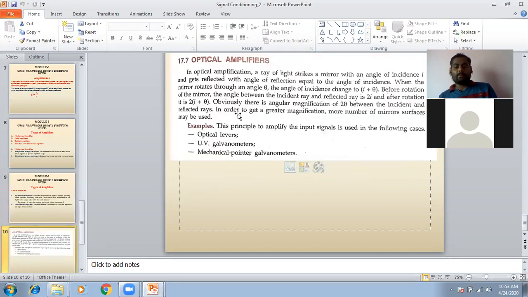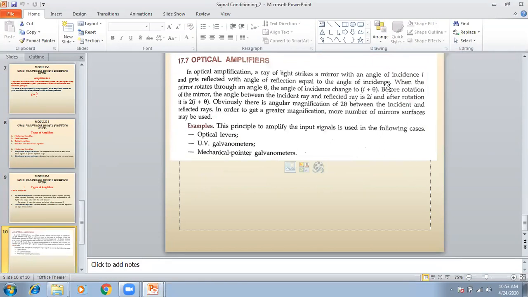After this, optical amplifiers. The last topic for today's discussion, the optical amplifiers. In optical amplification, a ray of light strikes a mirror. When it strikes the mirror at the angle of incidence, it gets reflected. The only thing here is that in an optical amplifier we are going to enhance the intensity of the light by using some kind of mirrors, right? Some examples are optical levers, UV galvanometers, and mechanical pointer galvanometers. These are some examples of optical amplifiers, right?